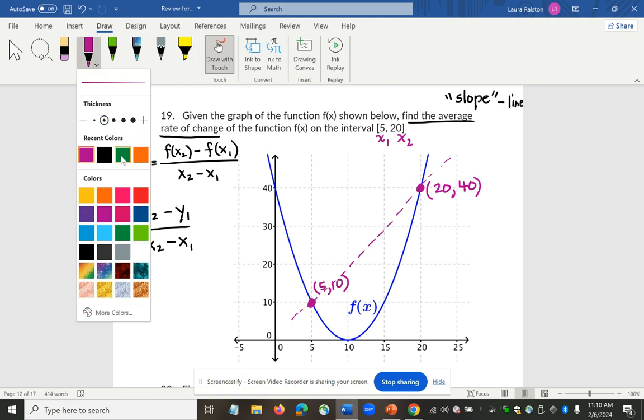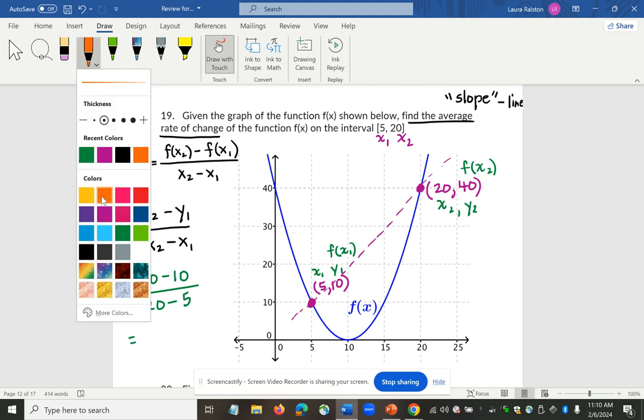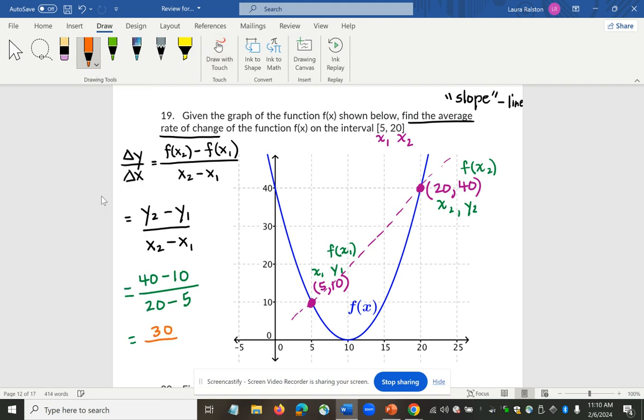So I've identified my points from the graph. I have x1, y1, which is the same as f of x1, and I have x2, y2. y2 is the same as f of x sub 2. The notation changes slightly because we're talking about a function, but it's still formula based. So I'm going to plug and chug. I have 40 minus 10 over 20 minus 5. Doing the math, 40 minus 10 is 30. 20 minus 5 is 15. 30 divided by 15 is 2. So the average rate of change here is 2. Again, the tilt of the line that connects those two points is 2.